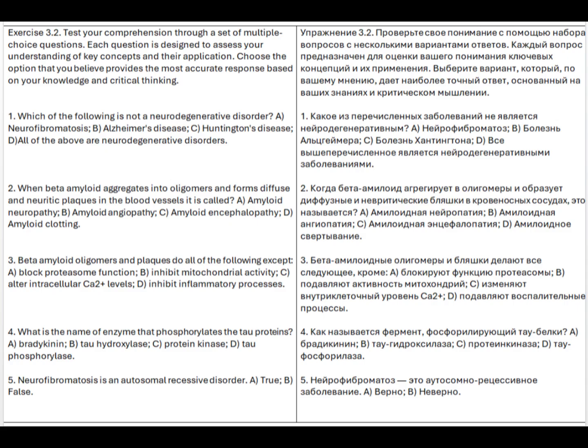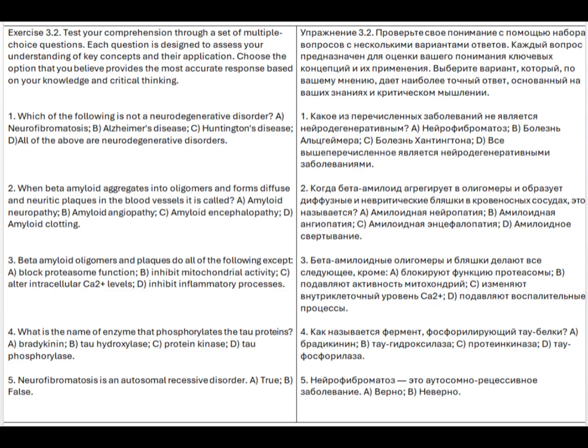3. Beta-amyloid oligomers and plaques do all of the following except A. Block proteasome function. B. Inhibit mitochondrial activity. C. Alter intracellular Ca2+ levels. D. Inhibit inflammatory processes. 4. What is the name of the enzyme that phosphorylates the tau proteins? A. Bradykinin B. Tau hydroxylase C. Protein kinase D. Tau phosphorylase.